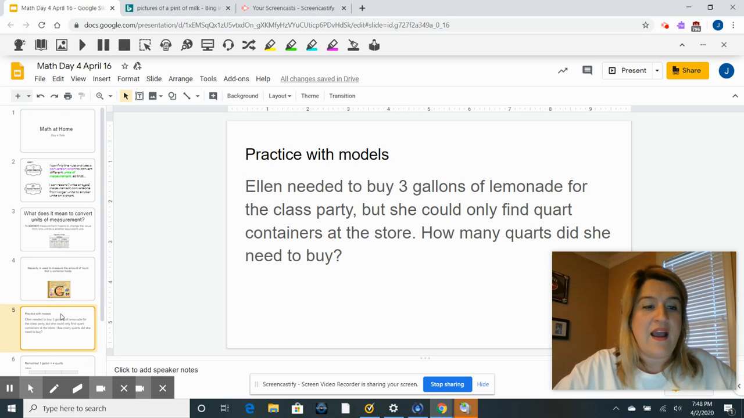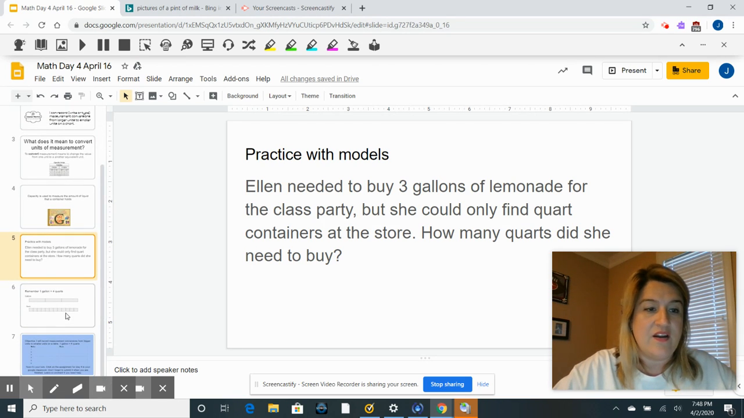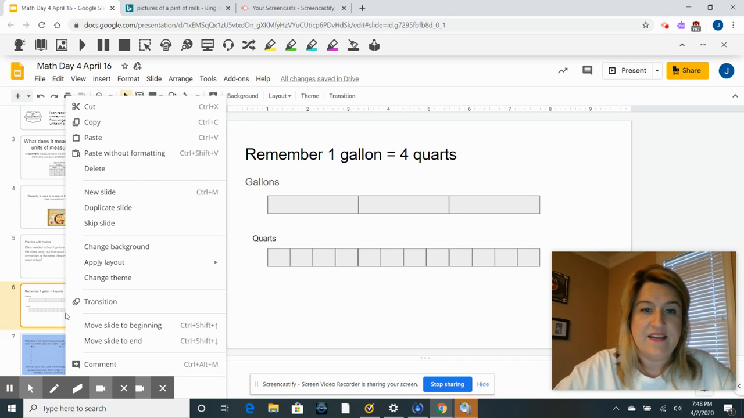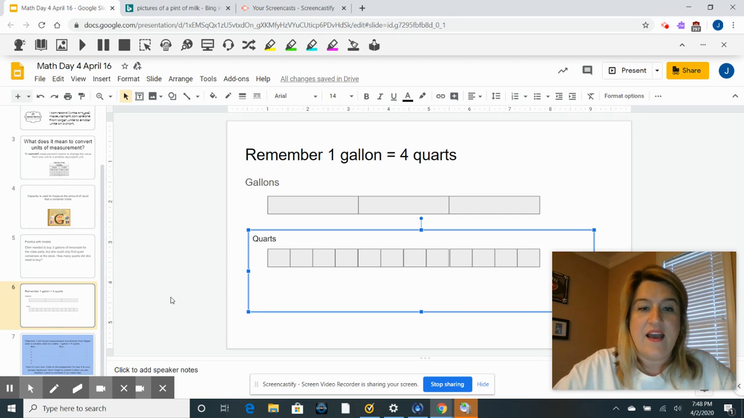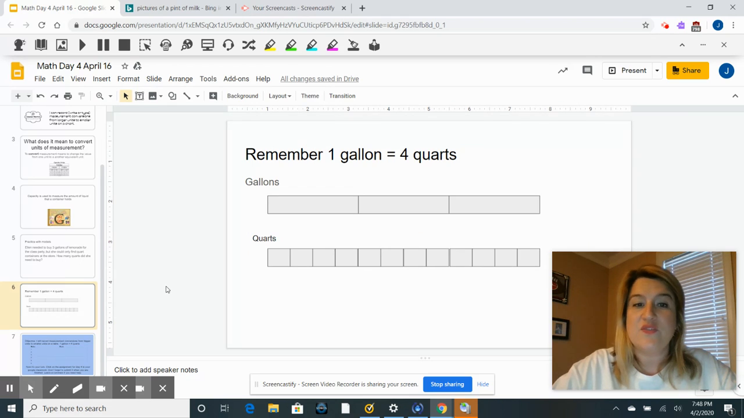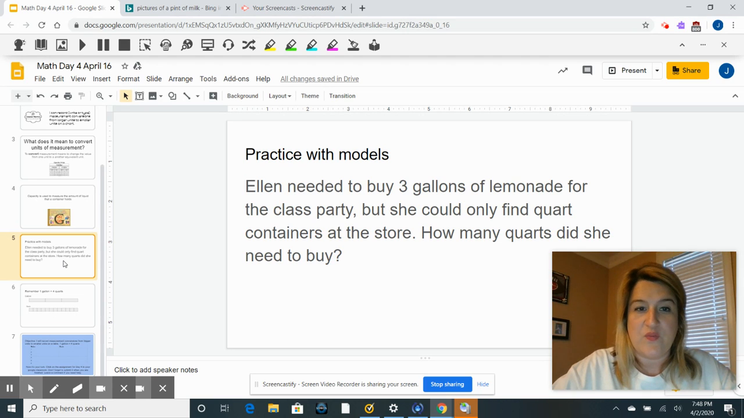So I have a model here on our next slide that represents that word problem. So let's take a look at it again because it's always good to read it more than once. Ellen needed to buy 3 gallons of lemonade for the class party, but she could only find quart containers at the store. How many quarts did she need to buy?